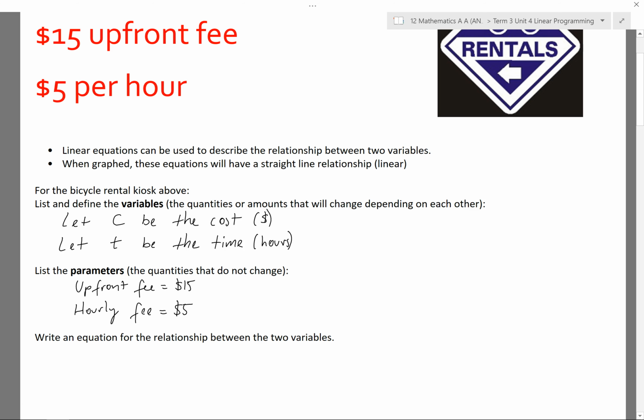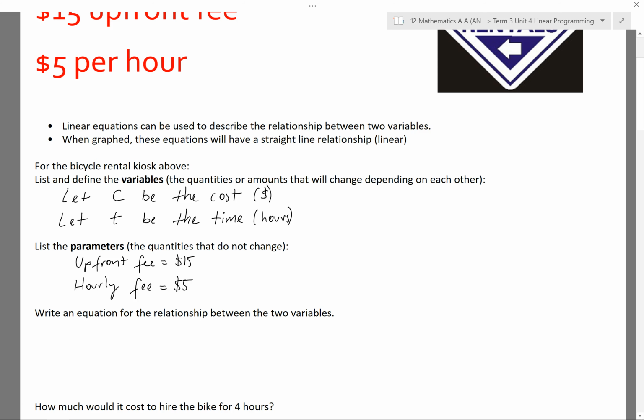Okay. The final part of the problem is to write an equation for the relationship between the two variables. I want an equation that's essentially C equals something to do with T. Some way of expressing the cost depending on the time that I'm renting the bike for. Since I know this is going to be a linear equation, I'm pretty sure that it's going to end up looking something like y equals mx plus c. You might be able to write down the equation straight away. I would probably guess and check.